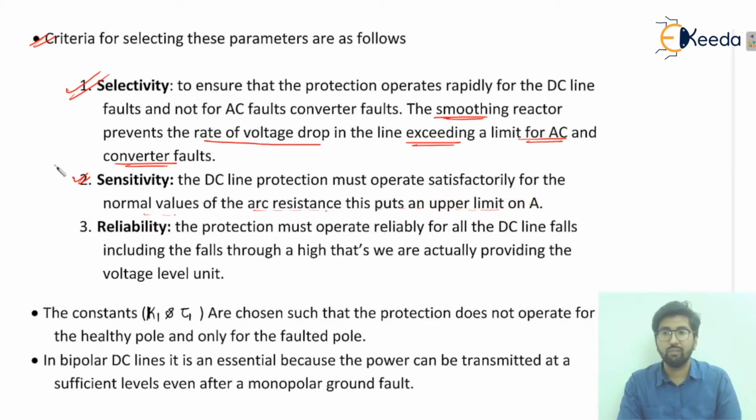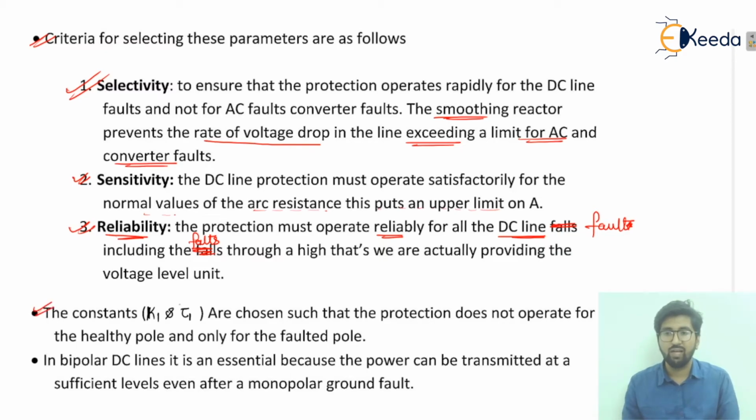Now, reliability. The protection must operate reliably, obviously. Any system for transmission should be reliable for all DC line faults, including faults through a high resistance, for which we are providing the voltage level limit.